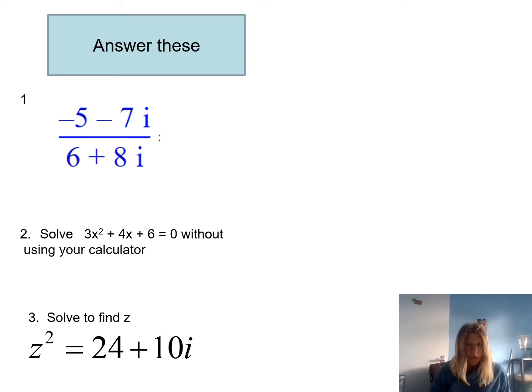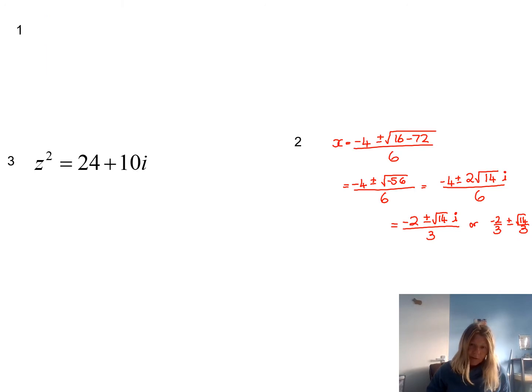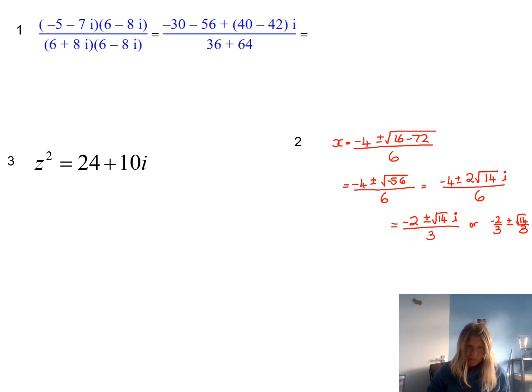So hopefully pause. Okay, now you've had a go, here come the answers. Oops, not in any particular order. There's number 2. I used the quadratic formula. Number 1's coming up. I said multiply top and bottom by the conjugate. And out came that answer there.